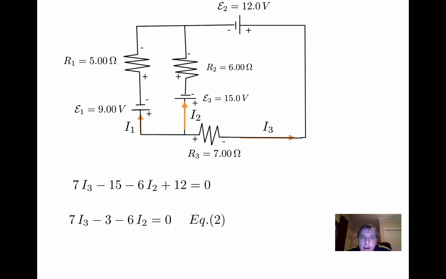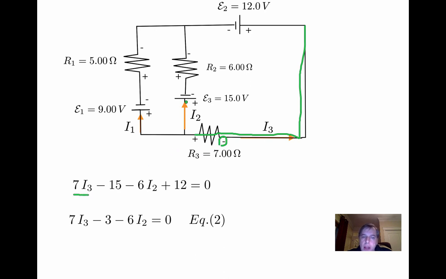Okay, so now that's the new equation we get. I'll show you again where it comes from. So I'm going here, and as I go here, the voltage is positive because the potential increases. So I go from a lower potential to a higher potential. It goes up by what? It goes up by 7 ohms times I3. So that's my first term here: plus 7 I3.